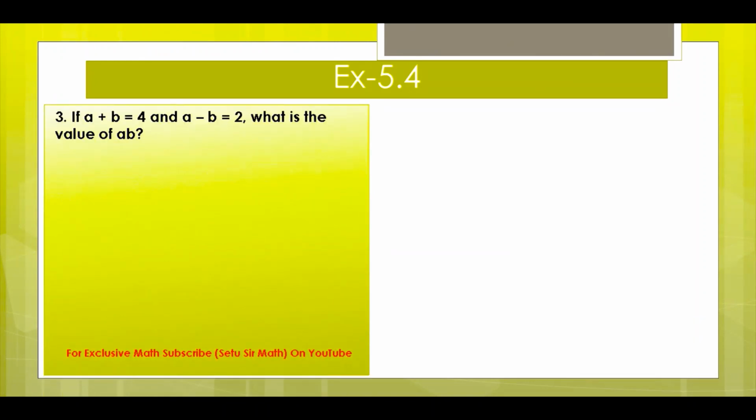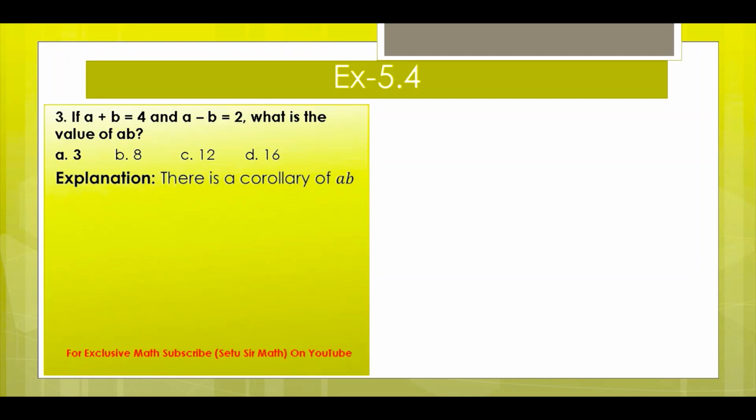Now again, next math. If a plus b equals 4 and a minus b equals 2, what is the value of ab? These are the options a, b, c, d. As you can see, the bold mark is the answer. So I am showing you the explanation now.